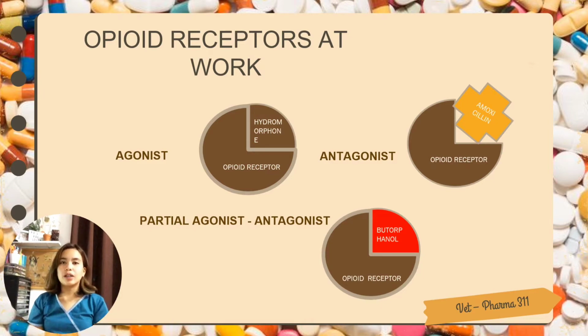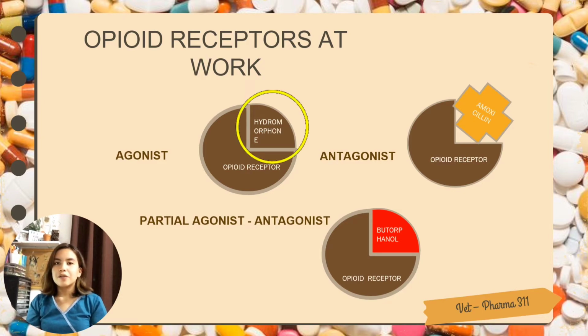Here we've got hydromorphone. This hydromorphone molecule fits perfectly with the opioid receptors, and it has a high intrinsic value. That means it has a high intrinsic effect on the cell. So this is a pure agonist. It fits perfectly and it has an intrinsic effect on the cells.